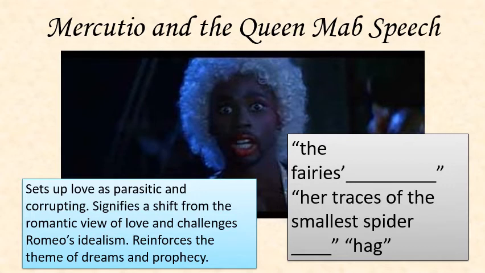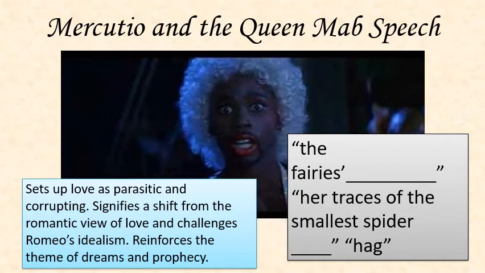Mercutio and the Queen Mab speech. Remember, this is what Mercutio says before the party begins. He's describing love as being parasitic and corrupting and shattering Romeo's romantic ideals about marriage. Can you remember what those words are? The fairies something, Queen Mab, and her traces of the smallest spider something.